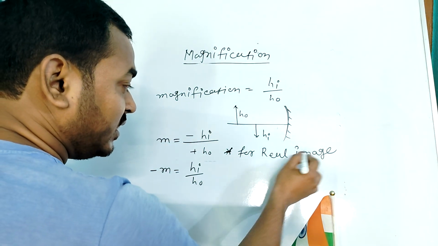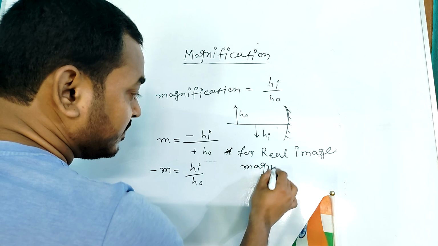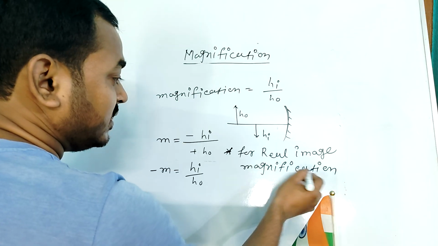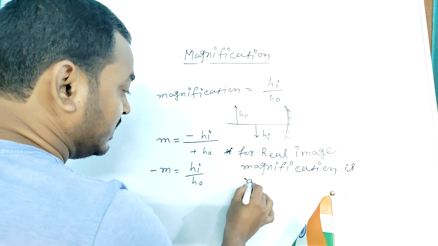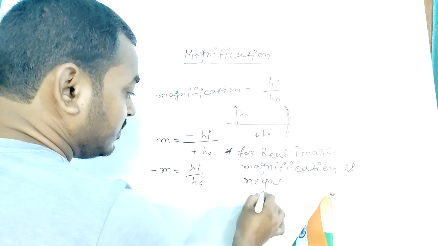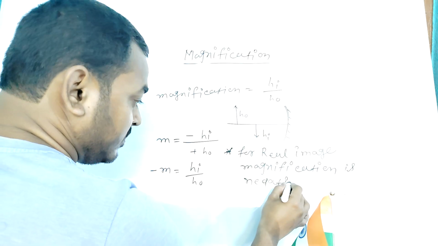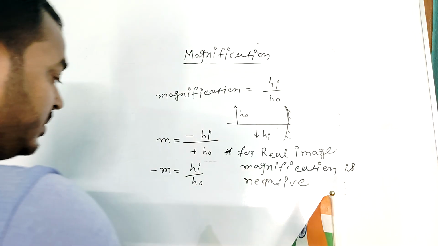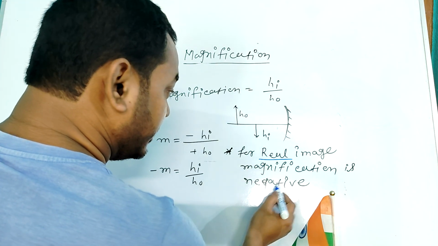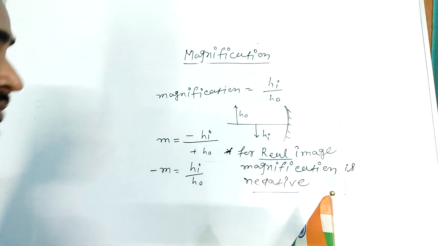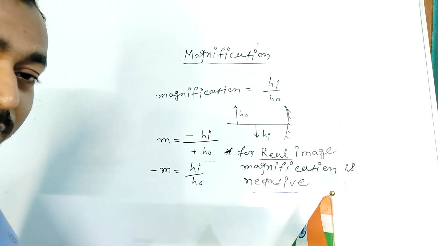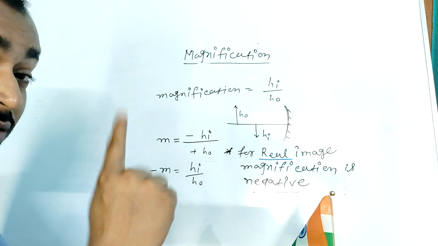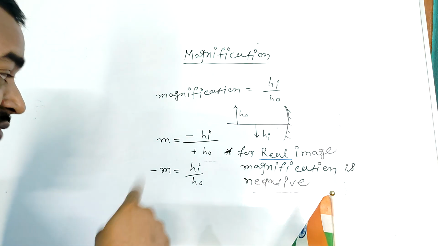So for real image, magnification is negative. Okay, so for real image, remember, magnification is negative. Achha. We have another concept to find magnification.